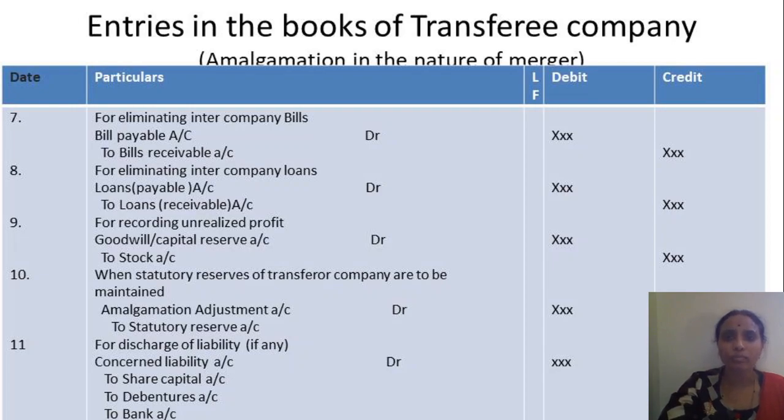One is two books: in the books of transferor and in the books of transferee. In the books of transferor, there are 14 journal entries which are the same for both, that is, in both the cases, in the nature of merger and the nature of purchase.